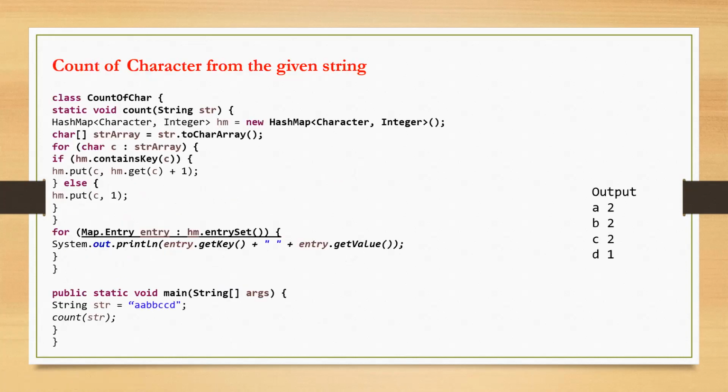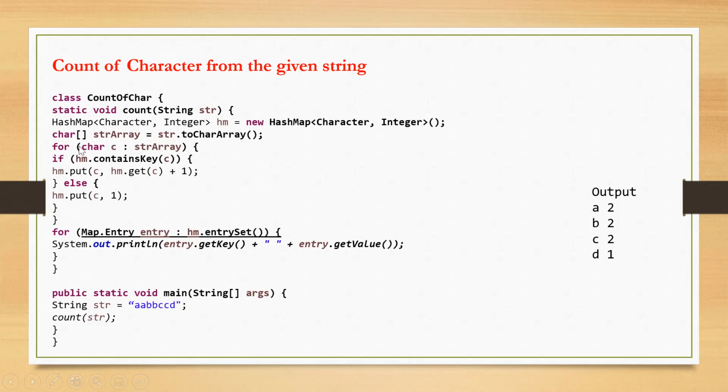Then they will ask you how to count the characters from a given string. For that, we have created one method count, in which we will pass a string. Now we will take a hash map. So why is a hash map used here? So that we can put the character as well as the count of the character in integer format. So we have created one hash map. Now we again convert this string to a character array, using char array like in the previous example.